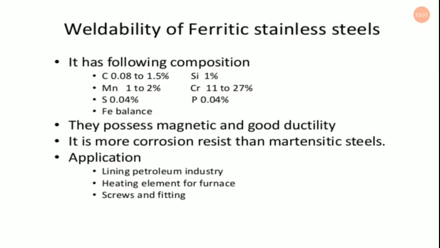Weldability of ferritic stainless steels: it has the following composition, as I already discussed: 0.08 to 1.5% carbon, silicon 1%, chromium 11 to 27%, and so on. They are magnetic and have good ductility, and are more corrosion resistant than martensitic steels. It has its application in lining in the petroleum industry, heating elements for furnaces, and screws and fittings as well.